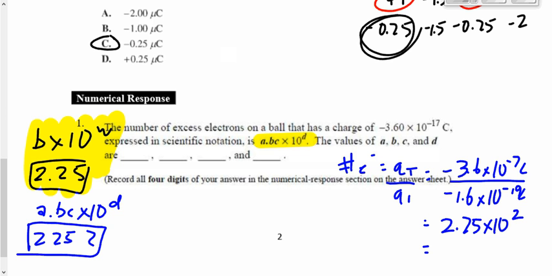Question? Why is the 1.6 times 10 to the negative 19 negative? Because we're talking about electrons. Right. And electrons have a negative charge. So in a question like this, the numerator is always going to have the same charge as the denominator, right? If you're talking about the number of electrons, it's not going to be a positive numerator. Does that make sense?